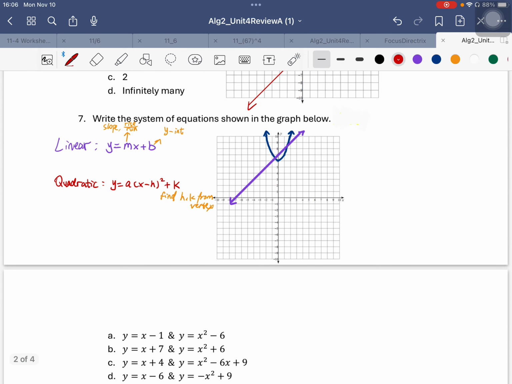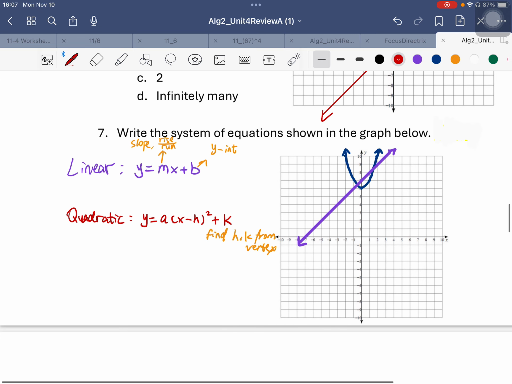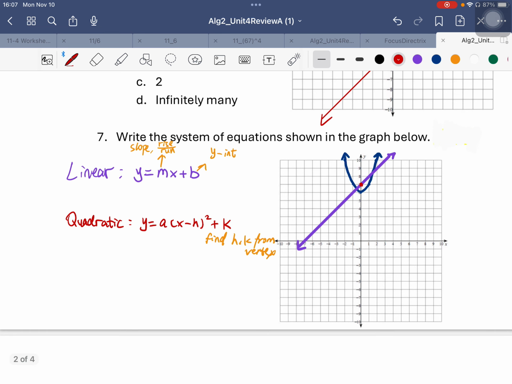Question 7. Write the system of equations showing the graph below. And we know for a linear equation, it's y equals mx plus b. m is the slope, b is the y-intercept. From the graph, I see the y-intercept is 7. Slope is rise over run, 1 rise, 1 run, so m is 1. So the linear function is y equals 1x plus 7.